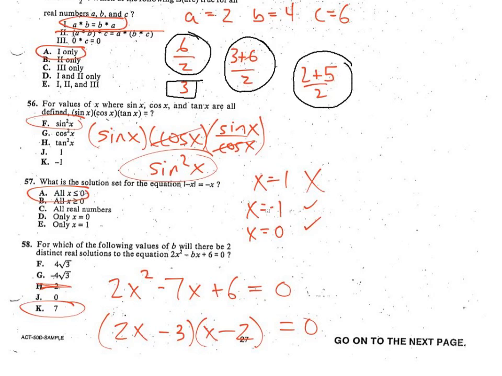Now, if that wouldn't have factored, or I did not get two distinct solutions, only one or none, then I would have had to try a different one. But because the 7 worked right away to give me two distinct solutions, that had to have been the answer.